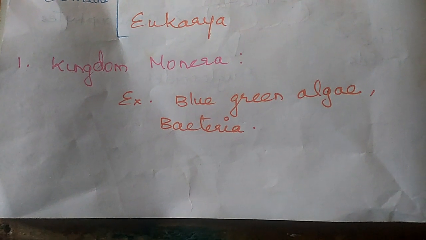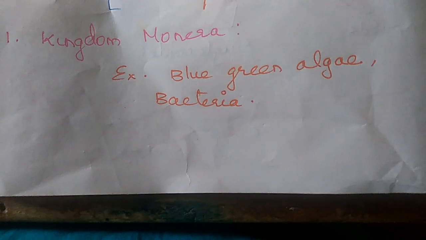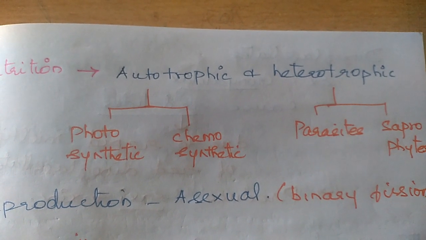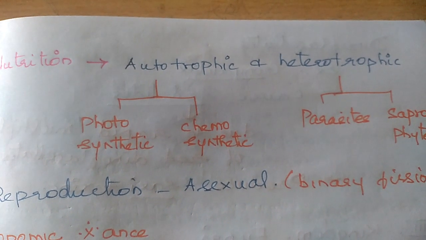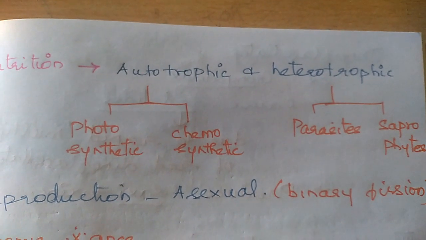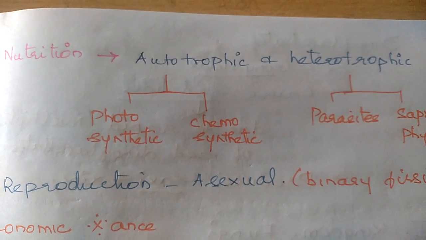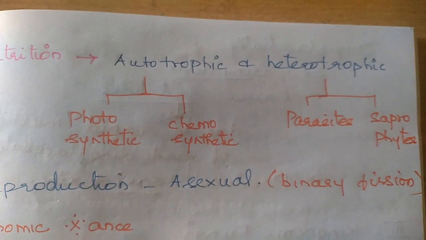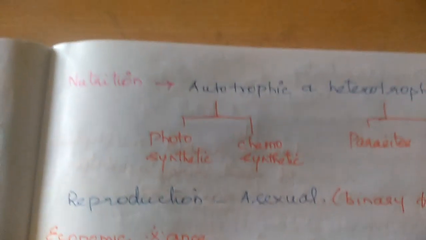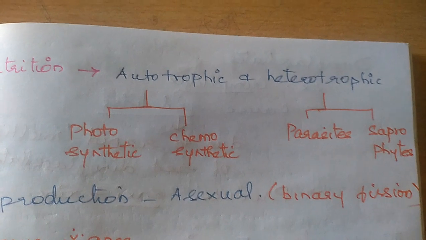The first kingdom, Monera. The famous examples of Monera are blue-green algae and bacteria. The nutrition of the Monera group is of 2 types, namely autotrophic and heterotrophic. Autotrophic means they can prepare their own food, and heterotrophic means they depend on others for nutrition. In autotrophic we have 2 types, namely photosynthetic and chemosynthetic, and in heterotrophic we have parasites and saprophytes. And the reproduction of Monera members is asexual, that is binary fission.